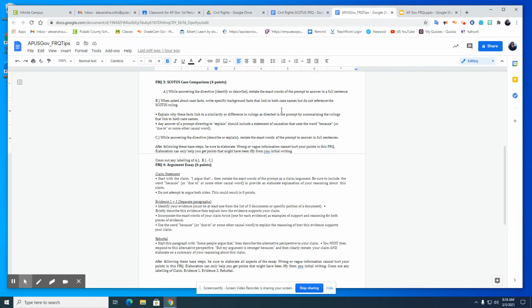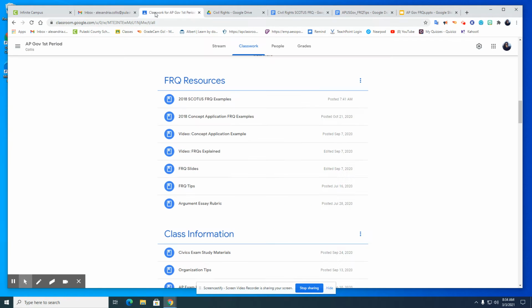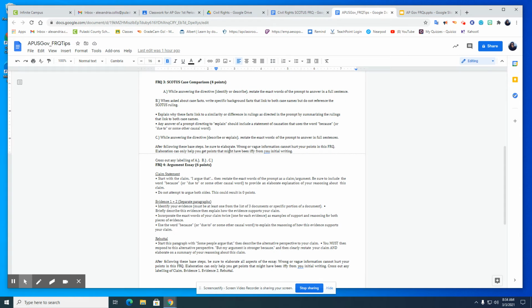There are some tips if you want to look at the FRQ tips. While answering the directive, especially if it asks you to identify or describe, restate the exact words of the prompt to answer in a full sentence. When asked about case facts, write specific background facts that link to both case names, but you do not have to reference the ruling. Explain why these facts link to a similarity and difference in the rulings as directed in the prompt by summarizing the rulings that link to both case names.